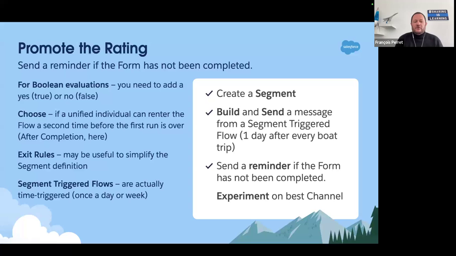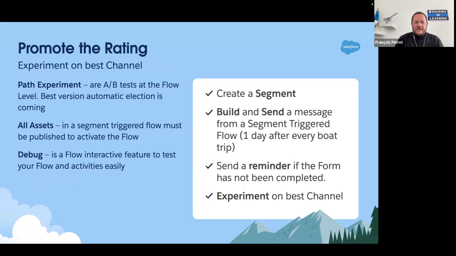And segment trigger flows, I do believe, are actually time triggered flows. This is just the way they are called, but it is not just the fact that they are added into the segment that injects them into the flow. The flow needs to run for this. Okay, and you can definitely do some A/B testing using path experiment, which will evolve and which will be described in later sessions.